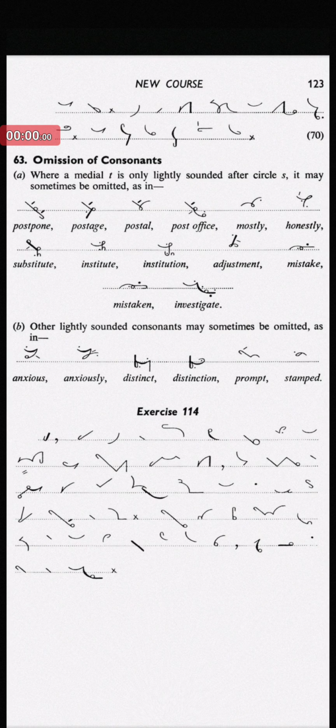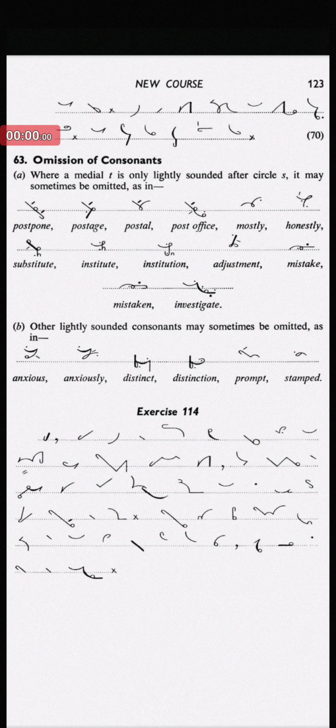Investigate. N stroke थोड़ा सा above the line से स्टार्ट करते हुए V through the line जाएगा, S circle and G is half here for the sake of T, light dot on the third place of N before it, light dot on the second place of V after it, light dot on the third place of G before it, heavy dot on the second place of G after it. Next is other lightly sounded consonants may sometimes be omitted as in, अभी जो ऊपर हमने पढ़े वो सारे किससे रिलेटेड थे, मीडियल टी से, ठीक है.